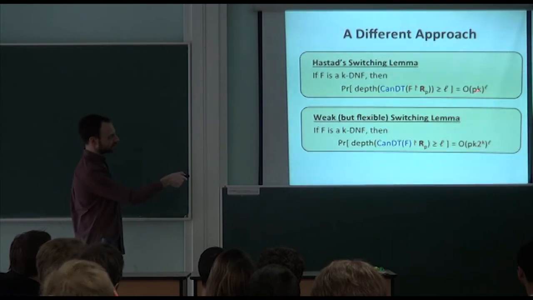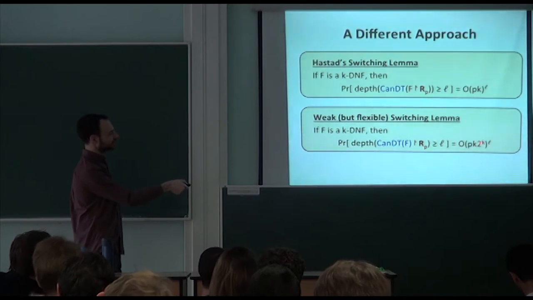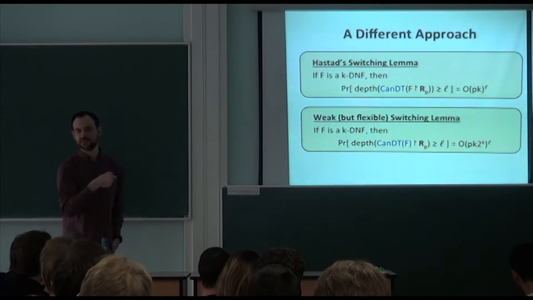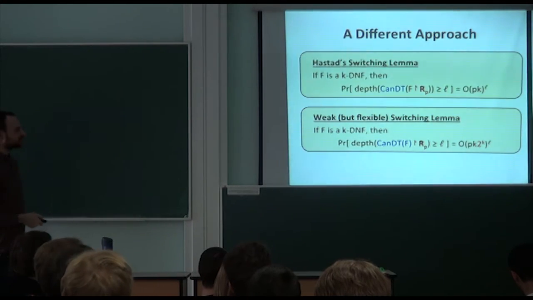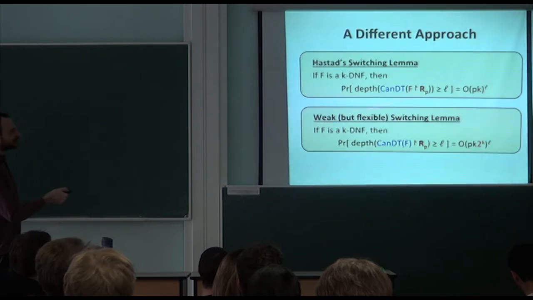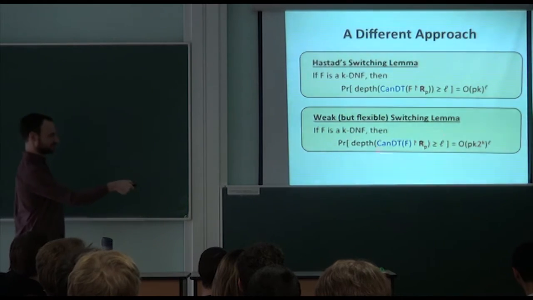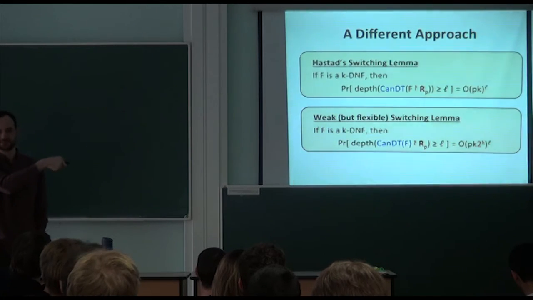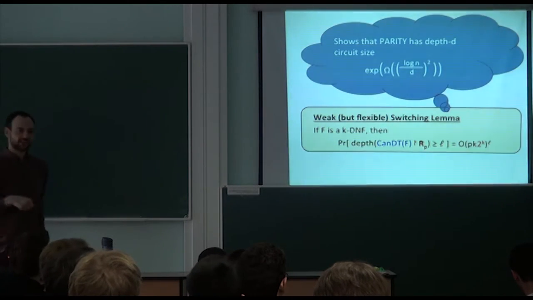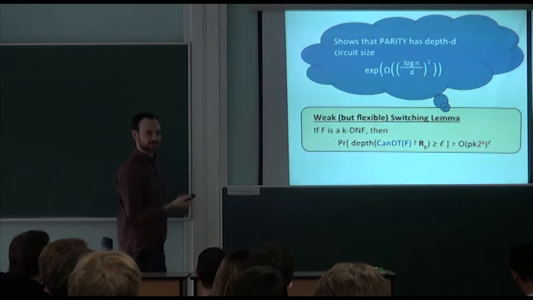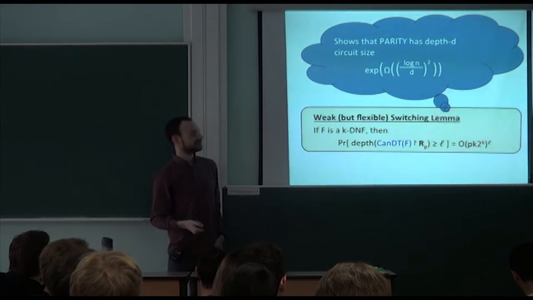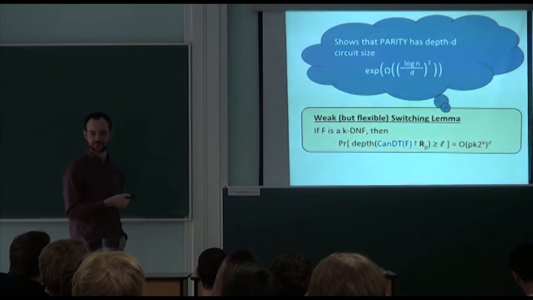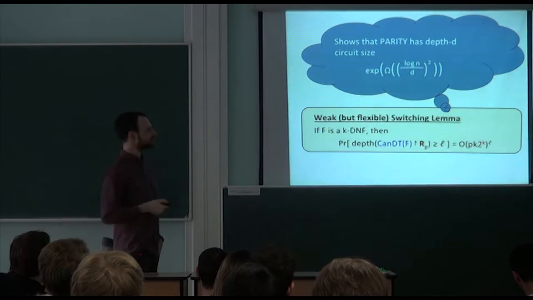So instead of this pk to the l, we're going to have something which is like p 2 to the k quantity to the l. Okay, so there's a trade-off here, but we'll see by the end why this approach is more flexible. And even though this is weaker, it's still a strong enough switching lemma to show that parity is not in AC0. We don't get exponential bounds for fixed D, but we do get super polynomial bounds.